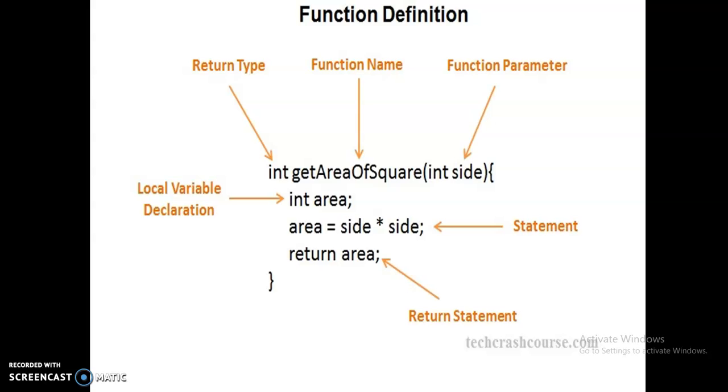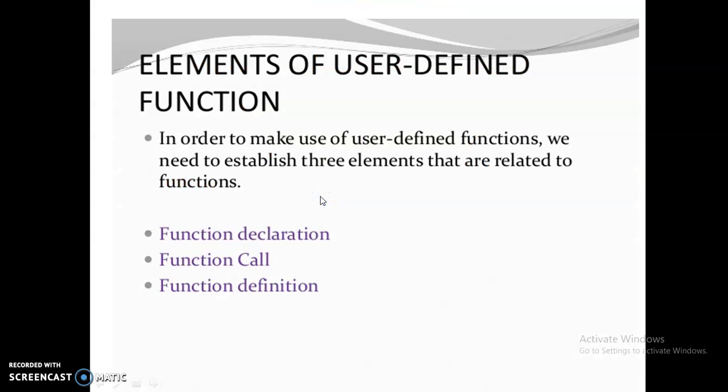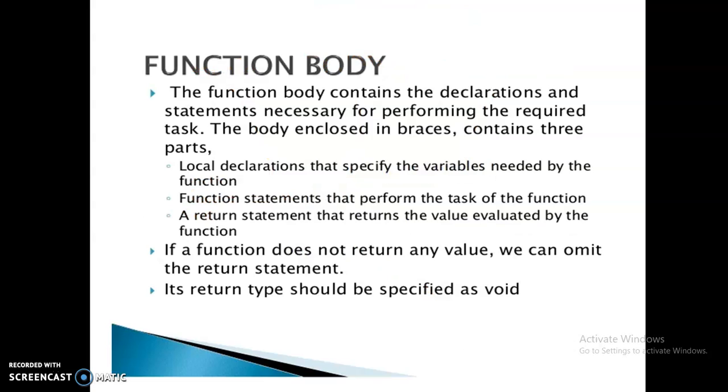In the function definition, the first one is the return type. Here the return type is integer. The function name. This is the function parameter. This is the local variable declaration. I mentioned in my previous slide what will be inside the body of the function: local declaration, function statements and return statement.